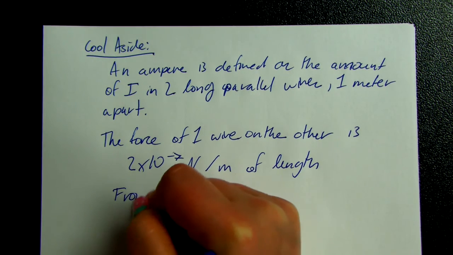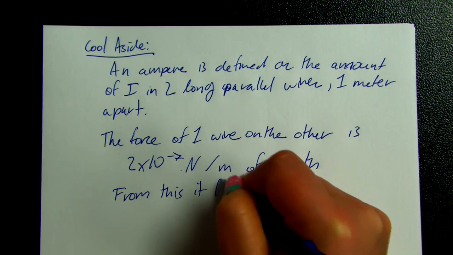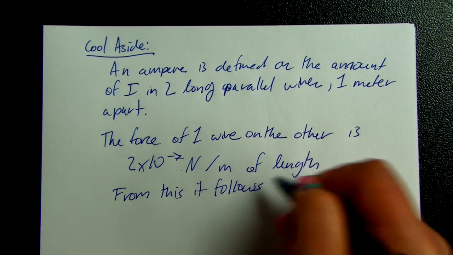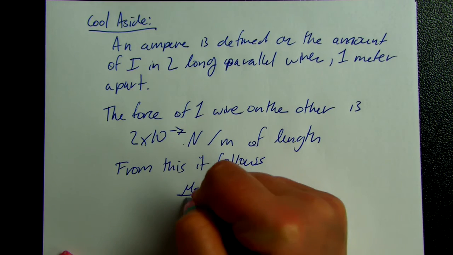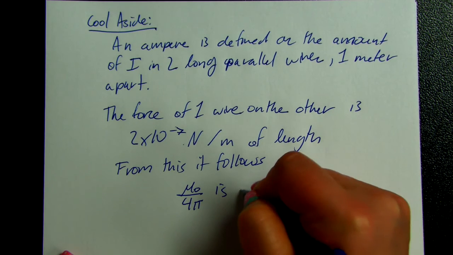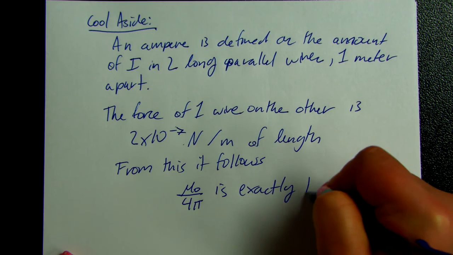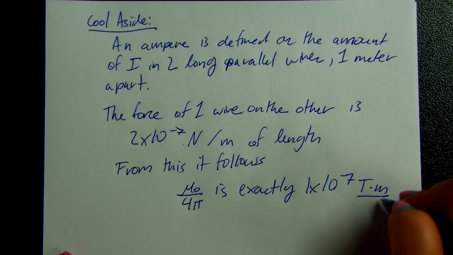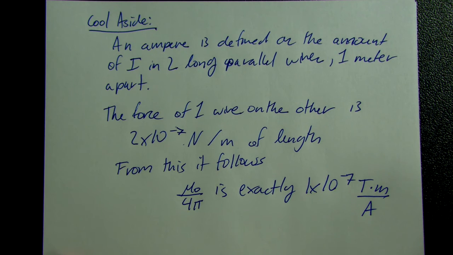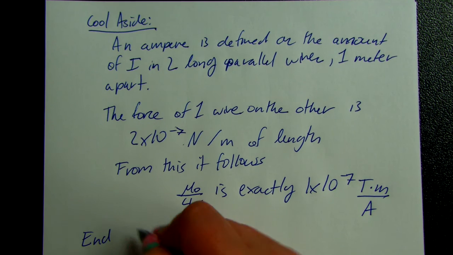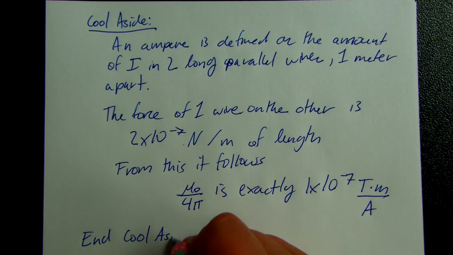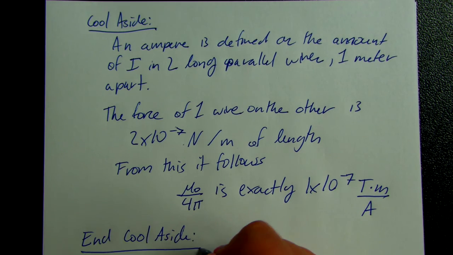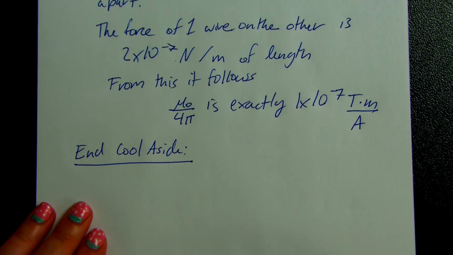And from this, it follows mu naught over 4 pi is exactly 1 times 10 to the minus 7 Tesla meter per amp. So that's where that comes from. How cool is that? All right, so end our cool aside. And as always, prove things to yourself.